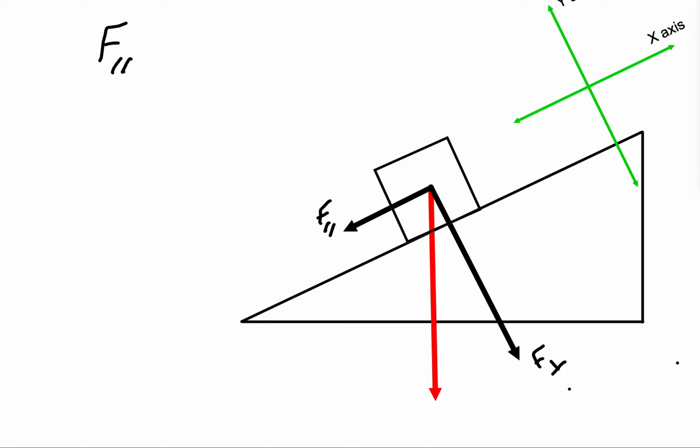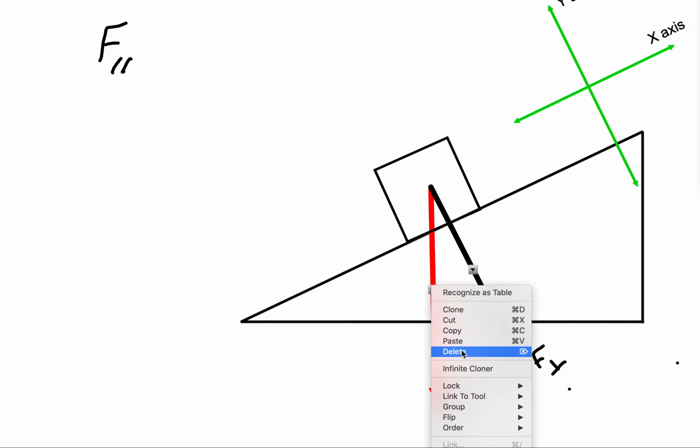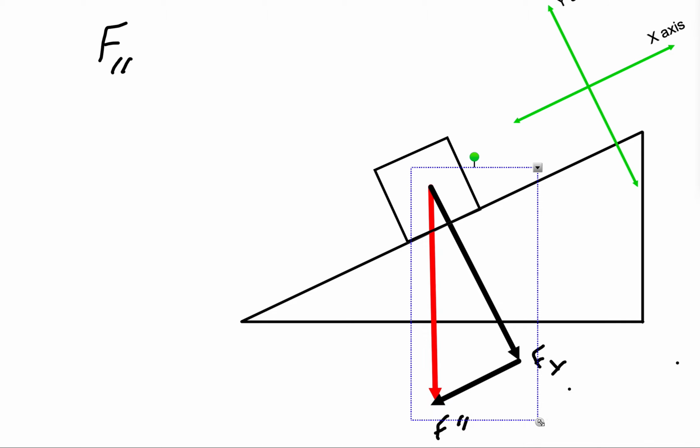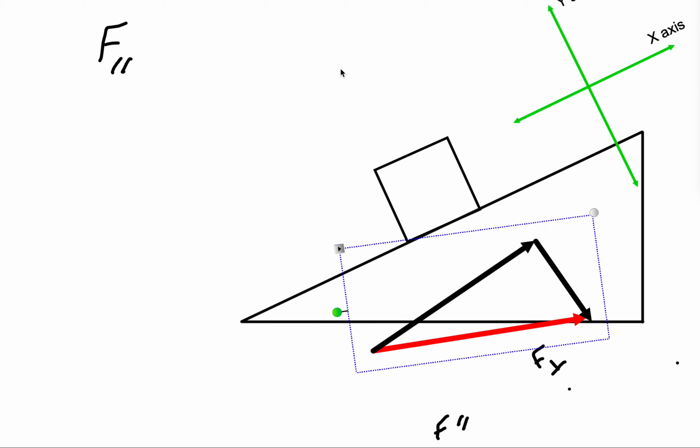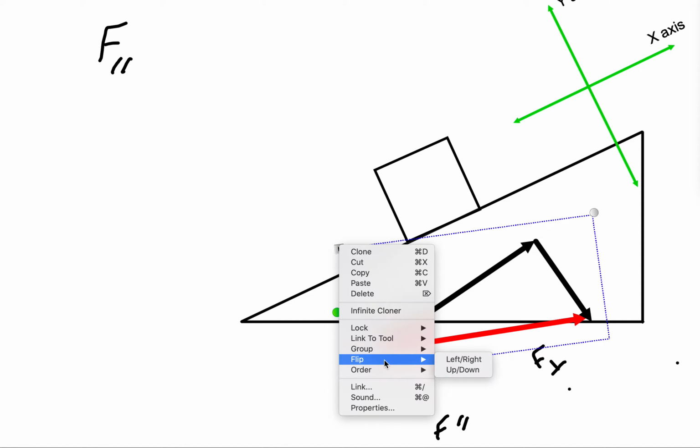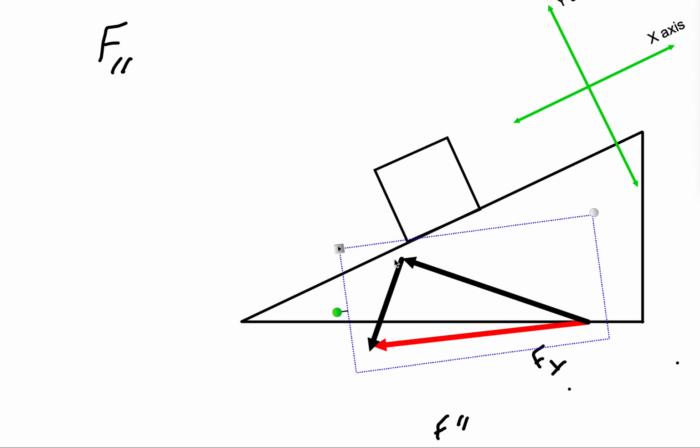Now, I want to move my parallel force down here. The reason I'm going to do that is because I want to show that we have our same regular triangle. I have the weight, the normal force, and the parallel force. I'm going to group these. If I group them and turn and flip it, do I flip it horizontally? I think I want to flip it up and down. Nope. Oh, well, that might work.